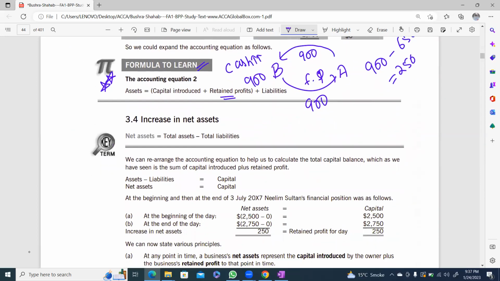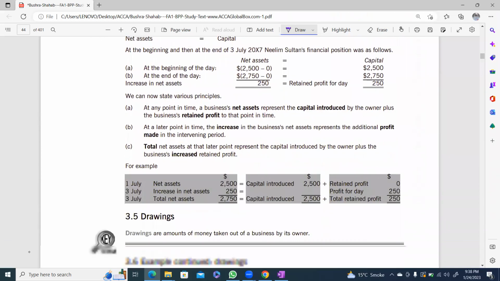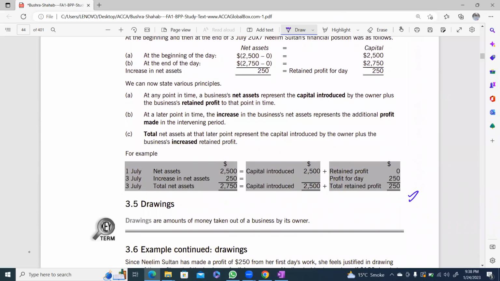Now, what are net assets? Another name for capital is net assets. If you know that assets equal capital plus liability, then to find the capital, I'll do assets minus liability equals capital. This is total assets, non-current plus current. This is total liabilities. Whenever you find this net assets part in the exam, remember that's your capital.